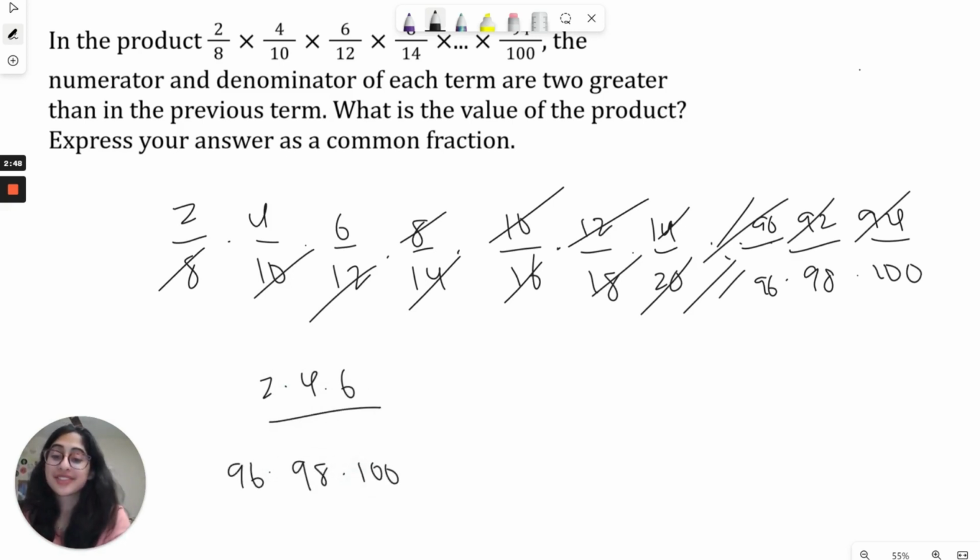Now, we can simplify this because there's a 2 in all of these numbers. Of course, they're all multiples of 2. So 4 over 100 is 1 over 25. 6 over 96 is 1 over 16. And then 2 over 98 is just 1 over 49.